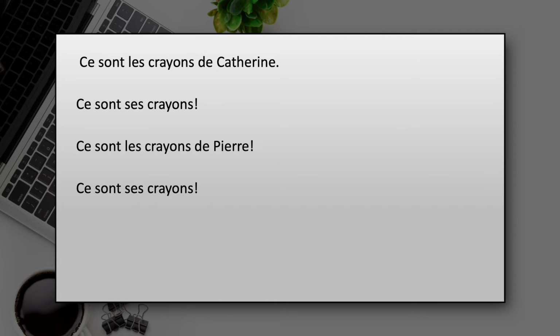Like for example, similarly, ce sont les crayons de Catherine. Ce sont ses crayons. These are the pencils of Catherine. These are her pencils. Ce sont les crayons de Pierre. These are the pencils of Pierre. Ce sont ses crayons. These are his pencils. So here again, you see the word ses crayons does not correspond to the English possessive adjective.